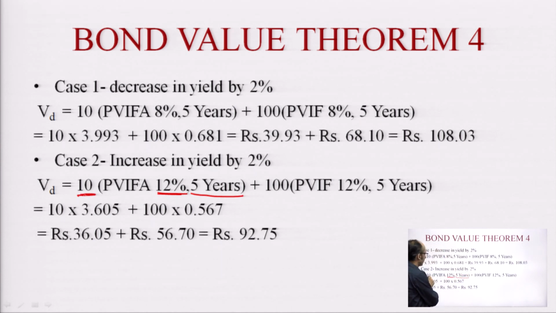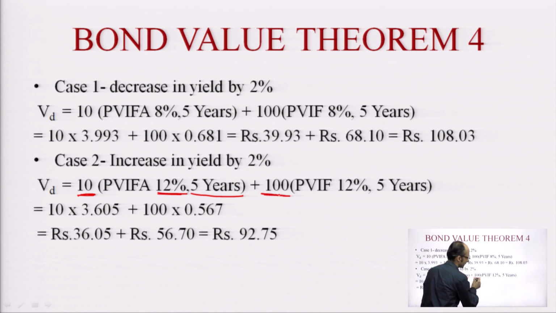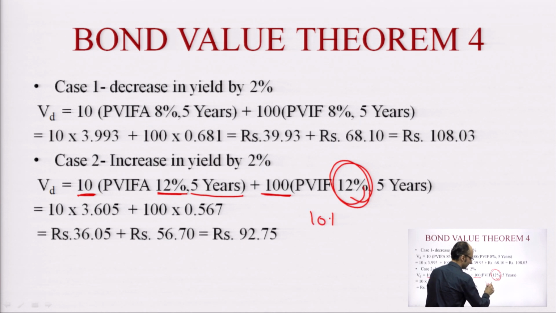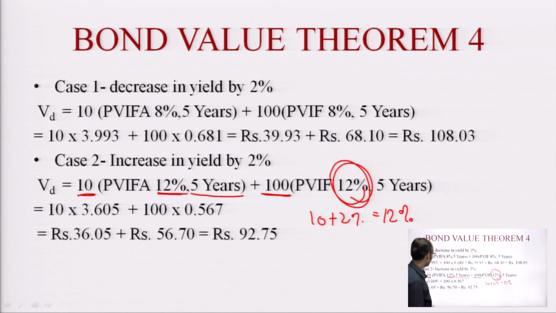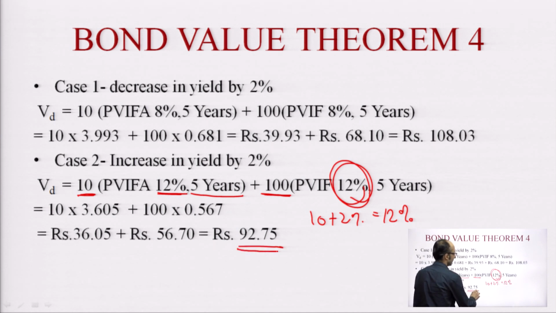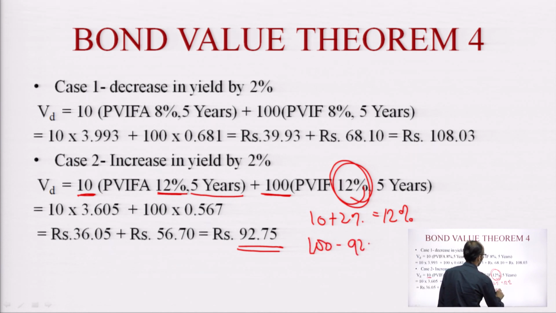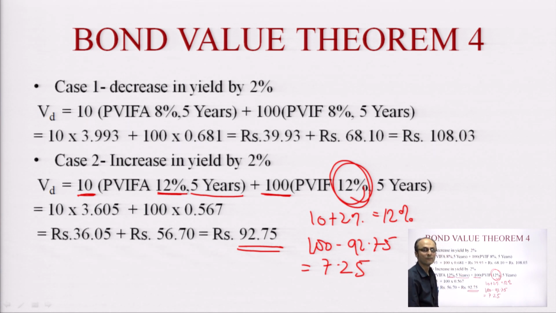The bondholder will get 10 rupees as interest. The bond maturity value, the face value, will be 100, but we have clearly seen that the discount rate has now risen from 10% plus 2% to 12%. Now if we resolve this equation, the value comes out to be 92.75. Now how much has the bond value declined? The face value is 100, the bond value comes out to 92.75, so it has declined by 7.25.